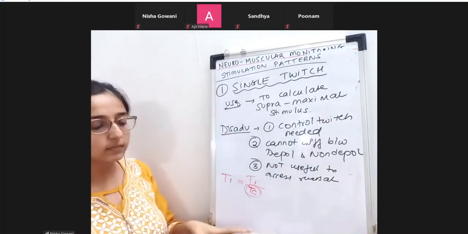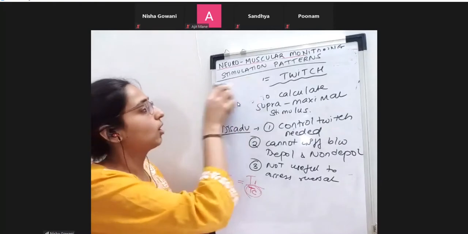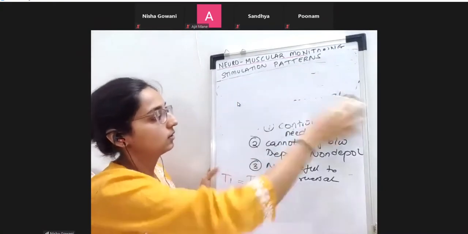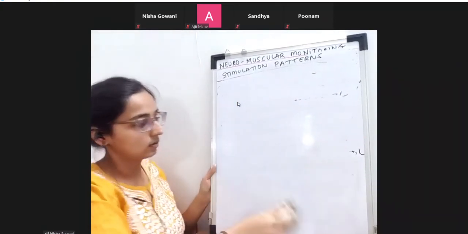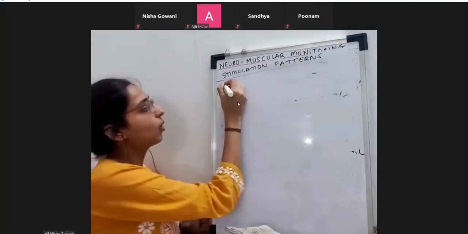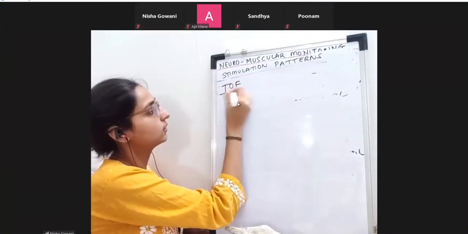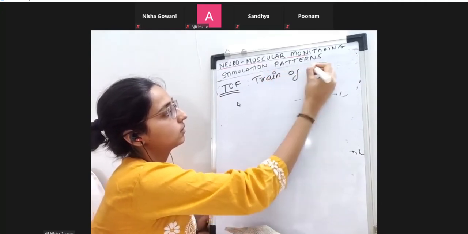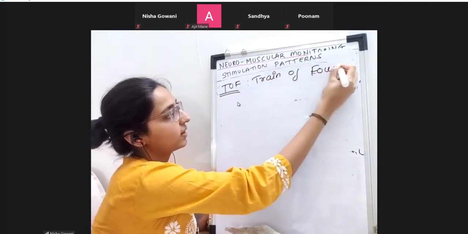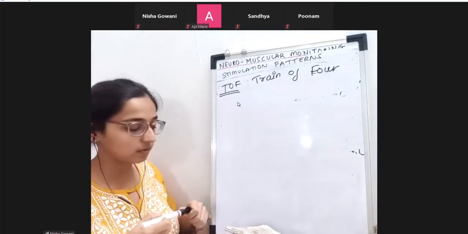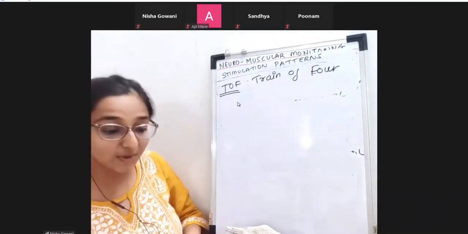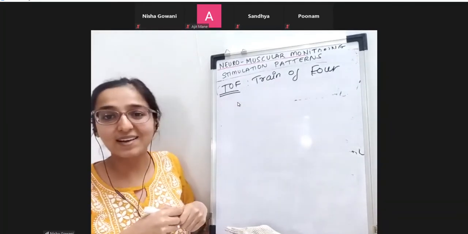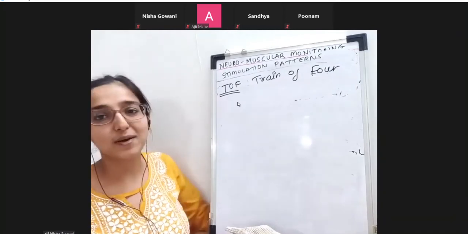Okay. Now we'll come to TOF. So TOF, what all do you know about it? TOF, train of 4. Not tetralogy of Fallot. There are so many TOFs, tracheoesophageal fistula also. So if an exam question comes on TOF, you can write any of the TOFs.